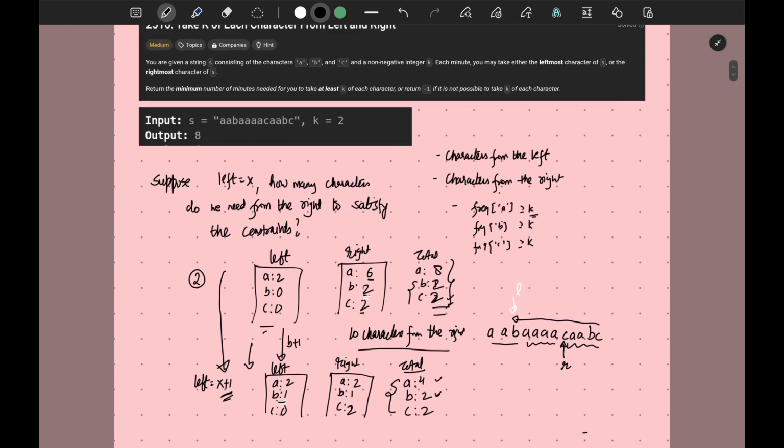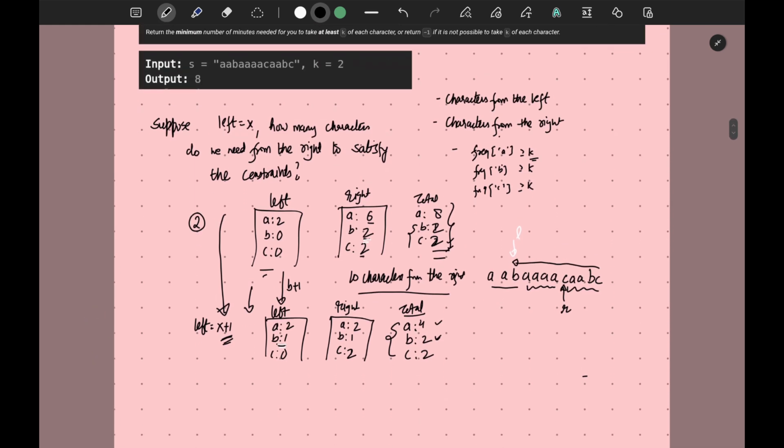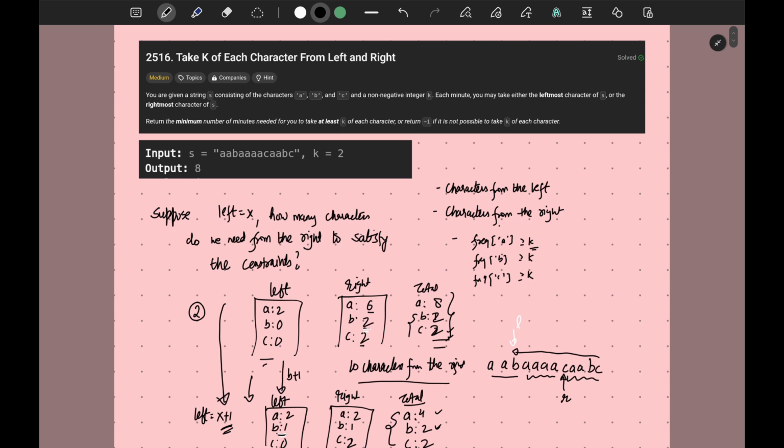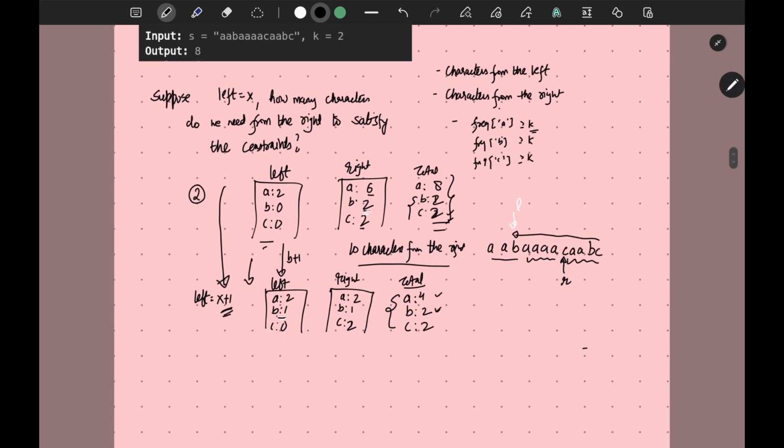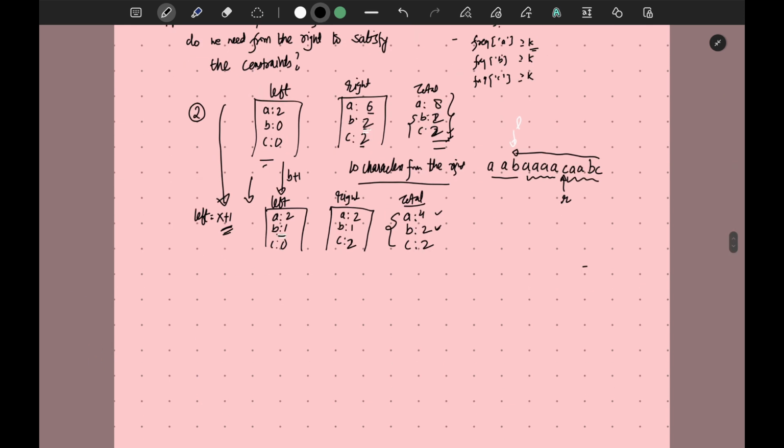Yeah, I think that's all that we have to do in this problem. But let's see, we also have to return -1 if it's not possible. So how would we do it in the algorithm? Just like this, we would make 2 maps. Let's discuss the algorithm.